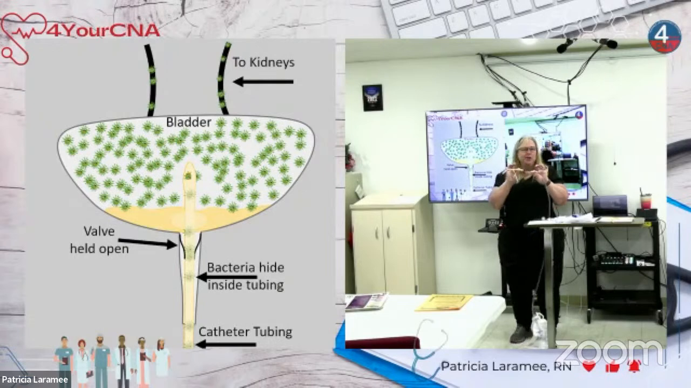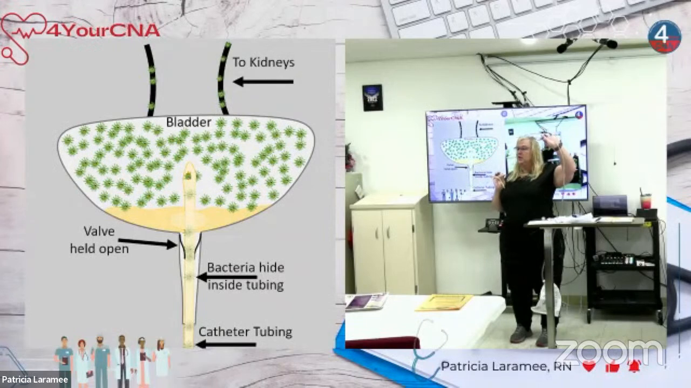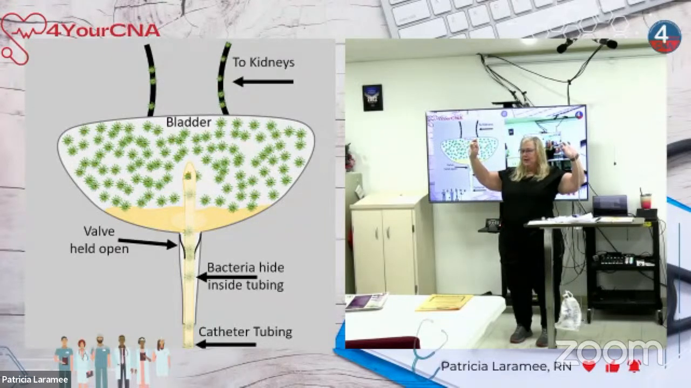And by separating these two, we're allowing a bacteria to potentially get into the system. But they have to be two pieces because the catheter that holds the valve open can stay in for up to 30 days. The bag that holds the urine should be changed out every week. So if we have one piece, it can stay in 30 days, and one piece, it can only stay in a week. They have to be two separate pieces.